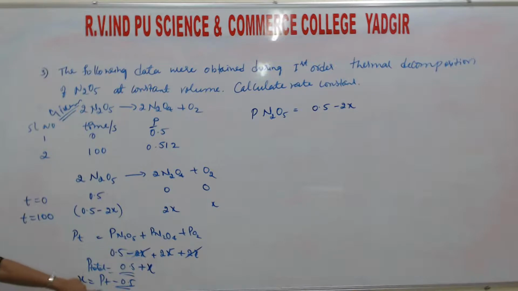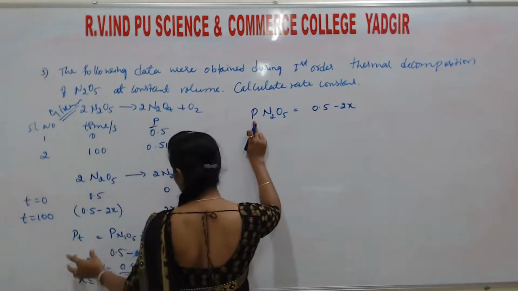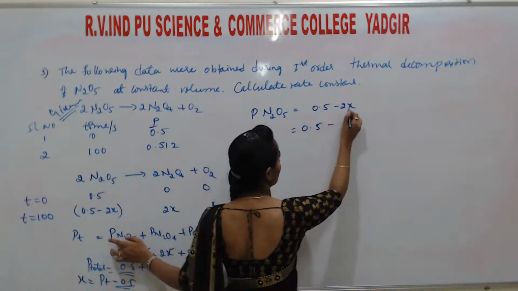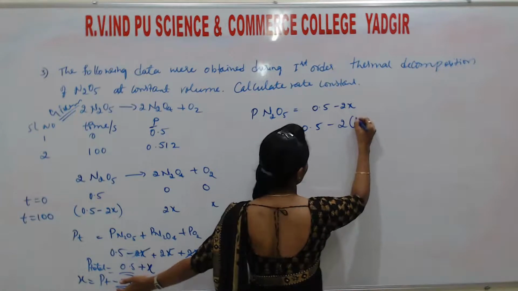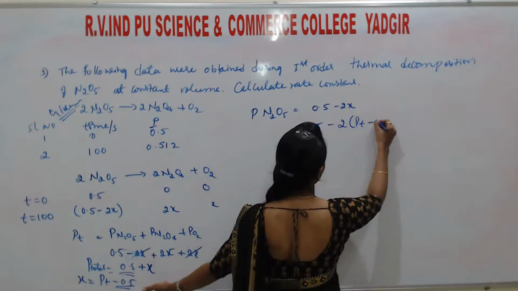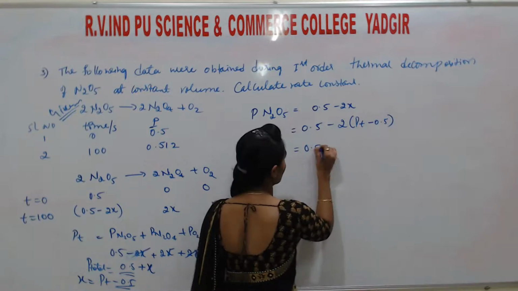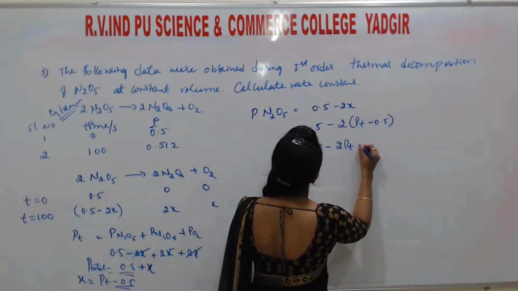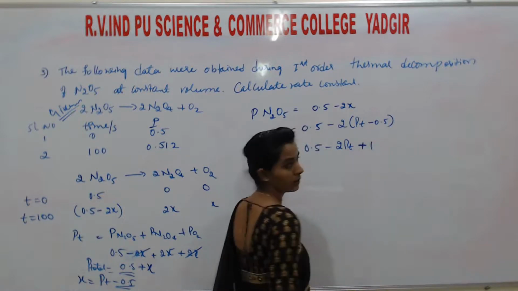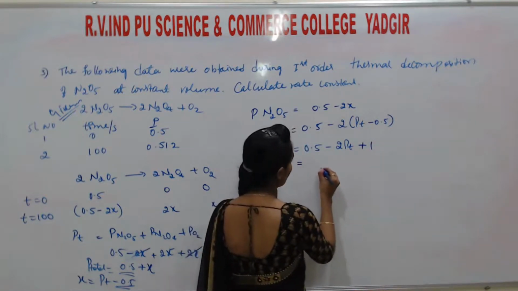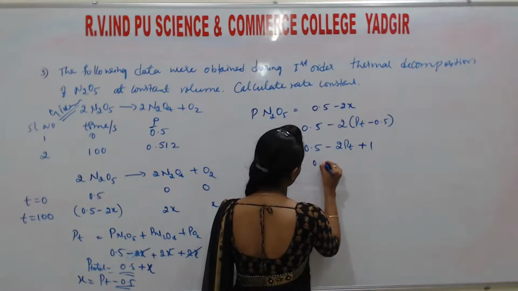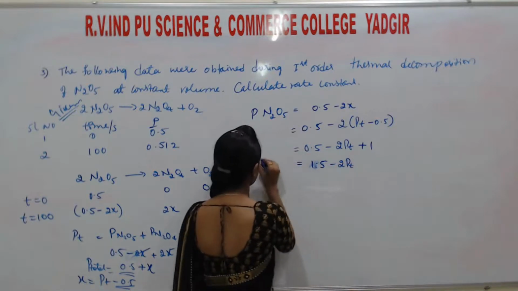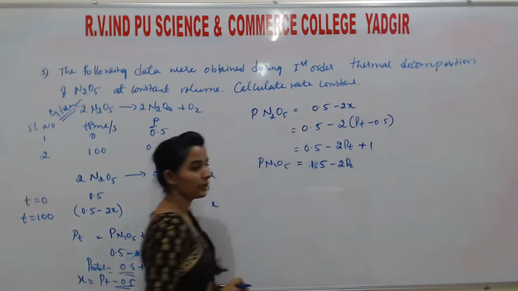Correct? X is equal to Pt minus 0.5. So here total pressure of N2O5 we have 0.5 minus 2x. What is x here? 2 into Pt minus 0.5. If you calculate that, students, you will get 2 Pt minus minus plus 1. Correct? That is 1.5 minus 2 Pt. This is the pressure of N2O5.